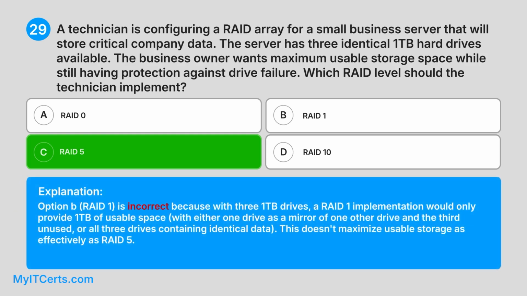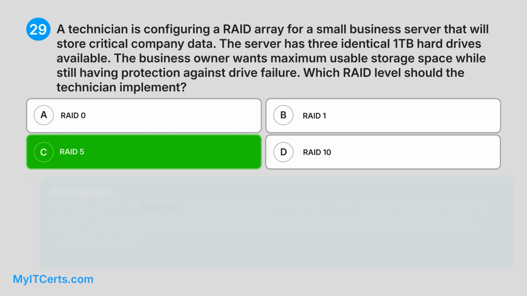Option B, RAID 1, is incorrect because with 3 1 TB drives, a RAID 1 implementation would only provide 1 TB of usable space, with either one drive as a mirror of one other drive and the third unused, or all 3 drives containing identical data. This doesn't maximize usable storage as effectively as RAID 5.